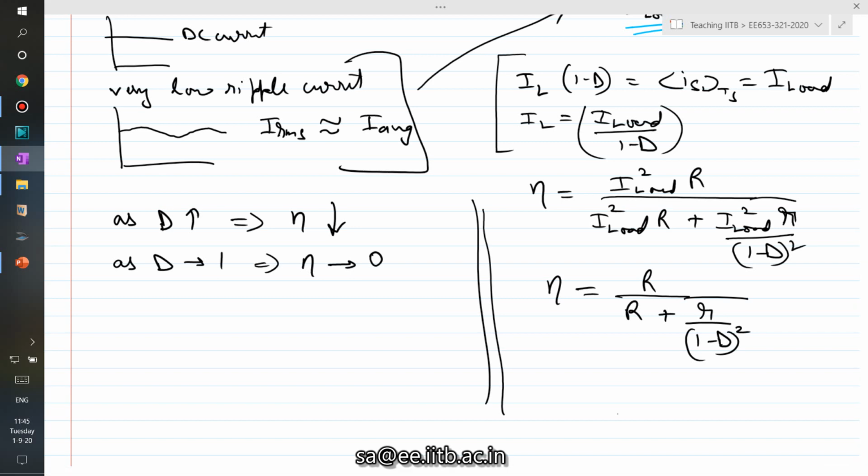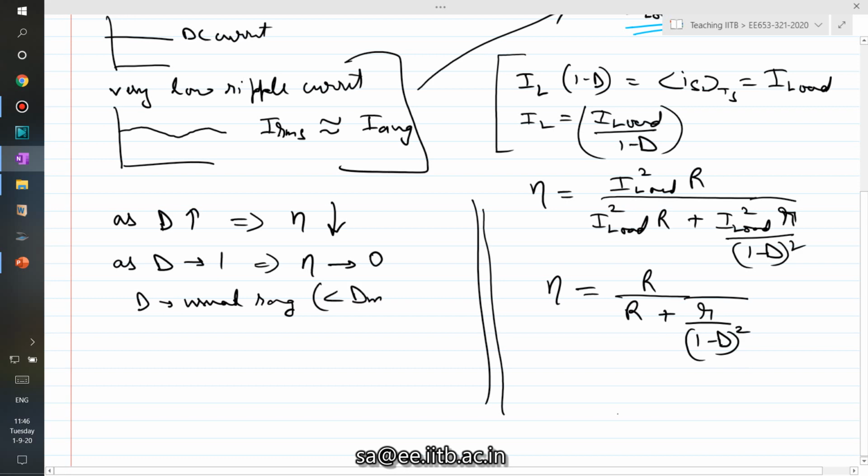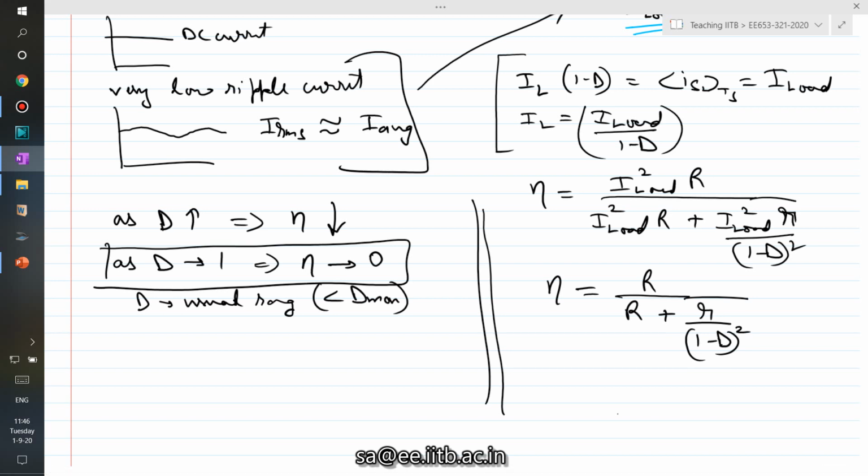Obviously, in the usual scenario, if you operate D in the usual range, which is less than D max, your efficiency might not be very poor. It might be somewhere between 80%, 90%, 95%, and so on. I'm just giving you some typical values. This condition practically never happens, but it's just to show you the worst case scenario possible.